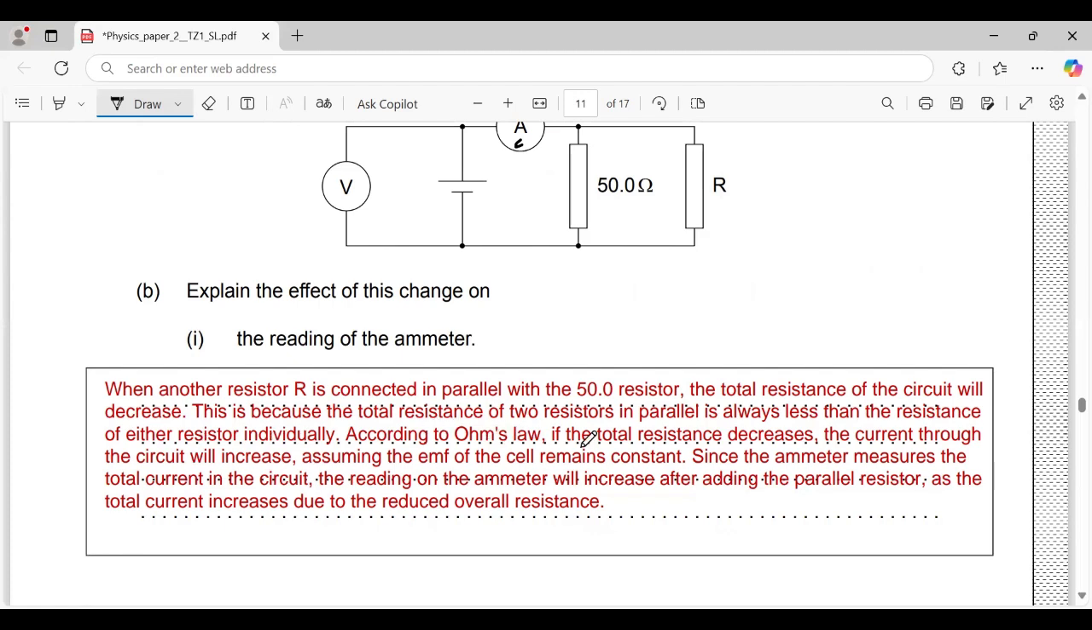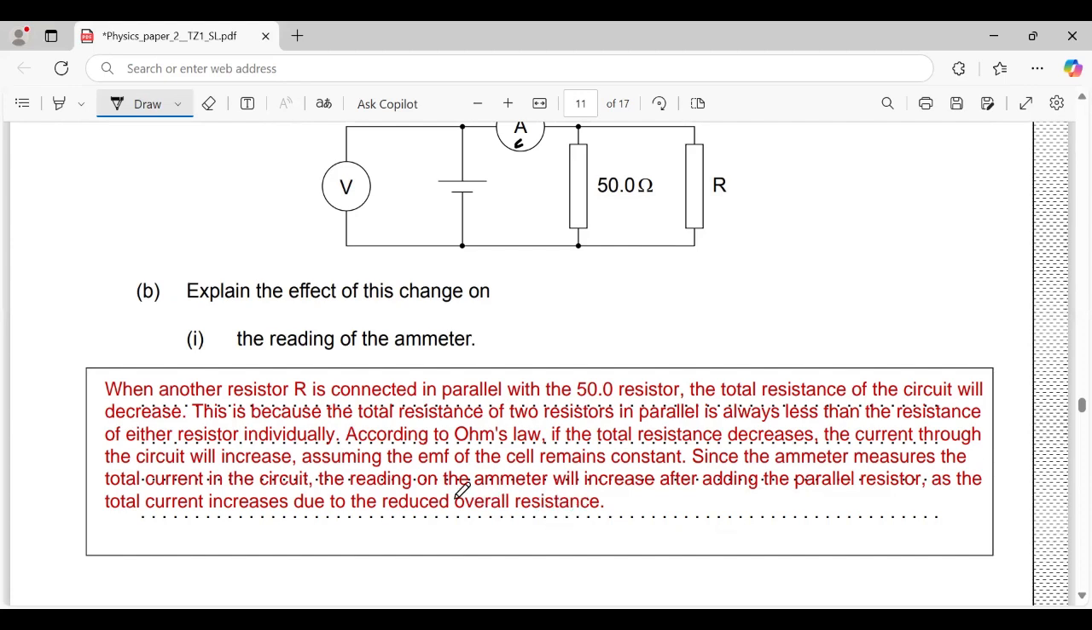According to Ohm's law, if the total resistance decreases, the current through the circuit will increase, assuming the electromotive force of the cell remains constant. Since the ammeter measures the total current in the circuit, the reading on the ammeter will increase after adding the parallel resistor, as the total current increases due to the reduced overall resistance.